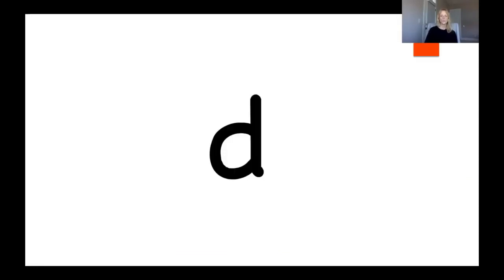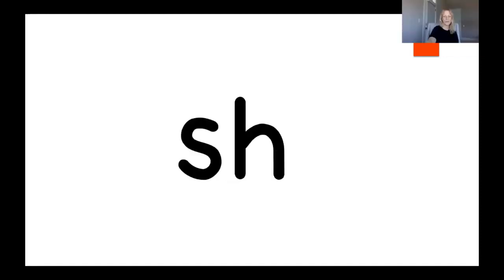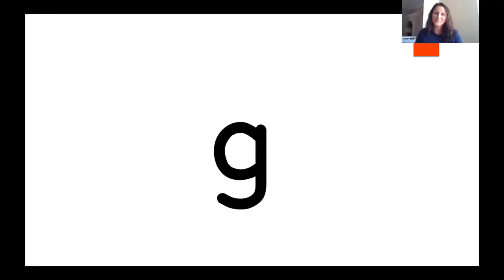And you know the ropes. D. Y. S. Or Z. Very, very good. Sh. Good. Where do we find sh in a word? At the beginning or the end of a one-syllable word. Nice job. Do you remember your key word for this phoneme? Ship. Ship. Very, very good.